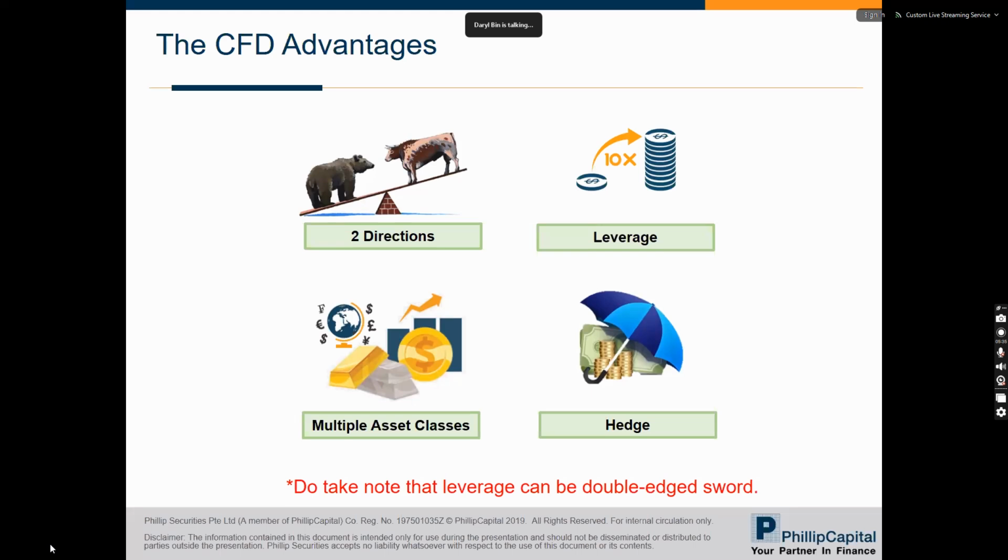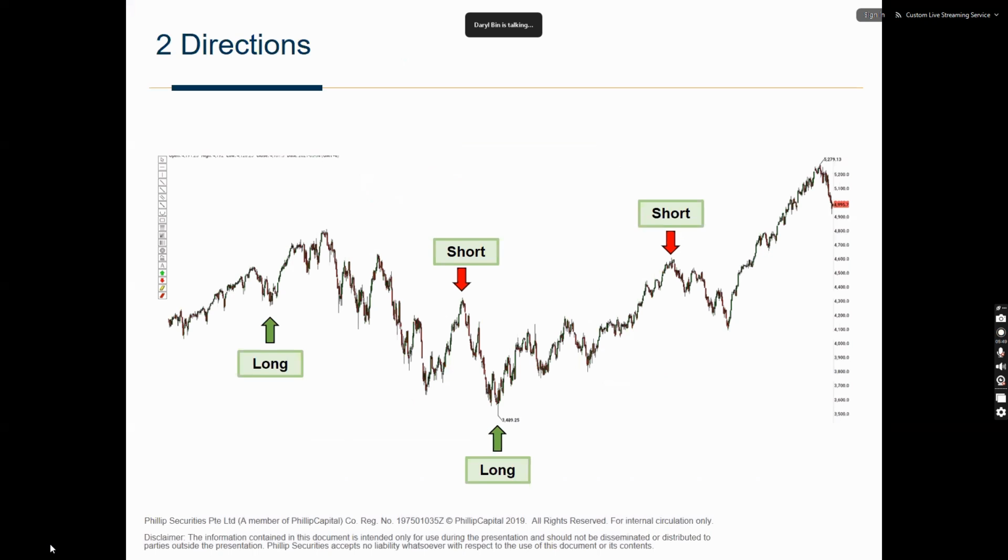And ultimately another advantage is hedging. It's like an insurance. In the event of bad news, whatever it is, anything that impacts the stock negatively, your portfolio can be protected. So we can hedge our portfolio against news using CFD.